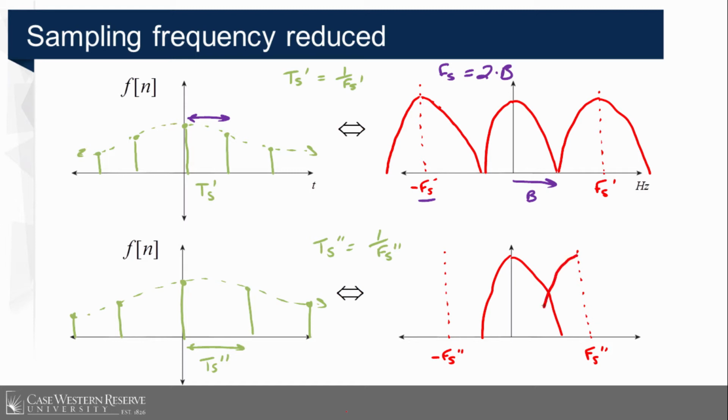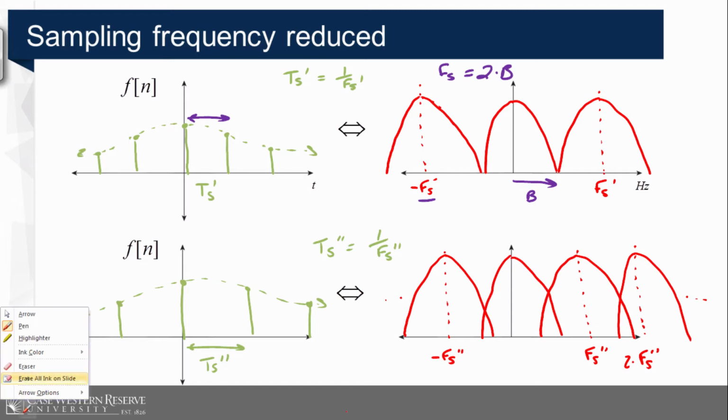And we now see that these replicas are going to start to overlap. And in fact, if I draw the replica out here at Fs double prime times 2, we'll see that these will overlap, and so on and so forth. All right, so in this case, when I have these overlapping replicas, I won't actually see the separate overlapping replicas. I'm just going to see the sum of all of them together. So what I'll see is something that looks like this as my overall spectrum.